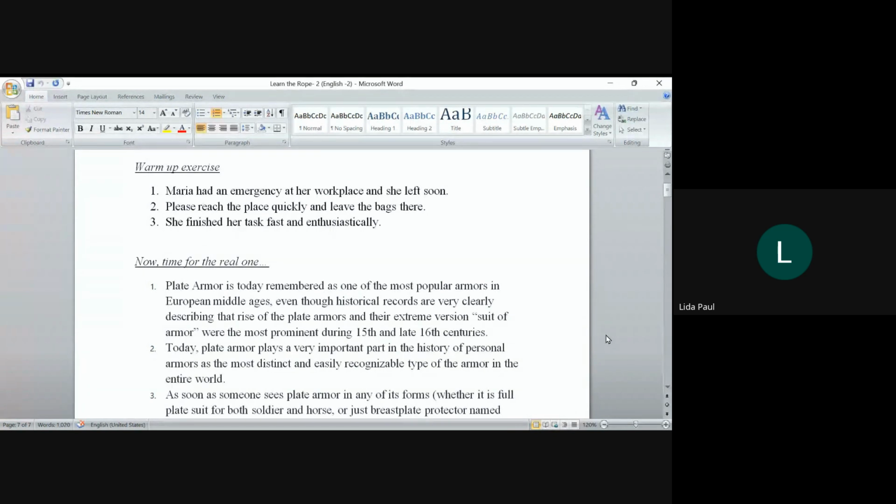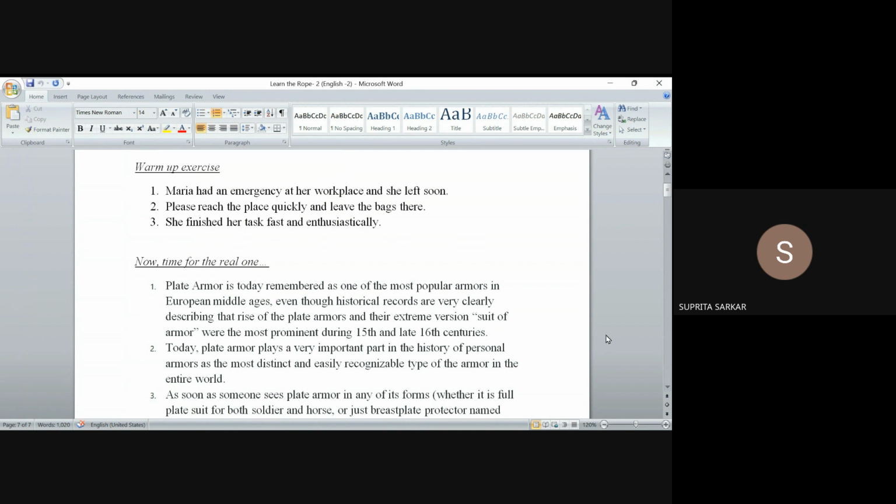Pick out the adverbs for me here. And if possible, you can comment on their types. What kind of adverbs do you think they are? Basically, you're just trying to deduce the role. That's it. Maria had an emergency at her workplace and she left soon.